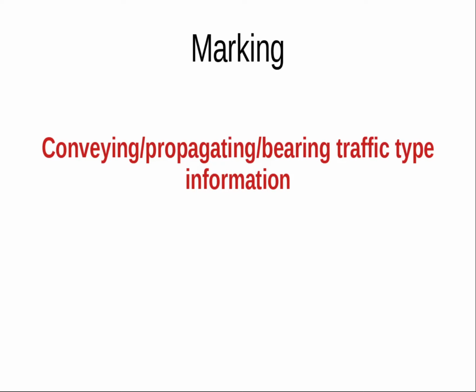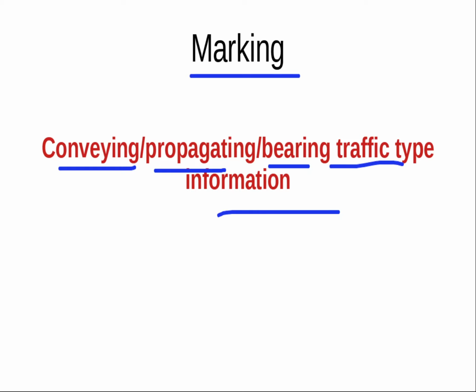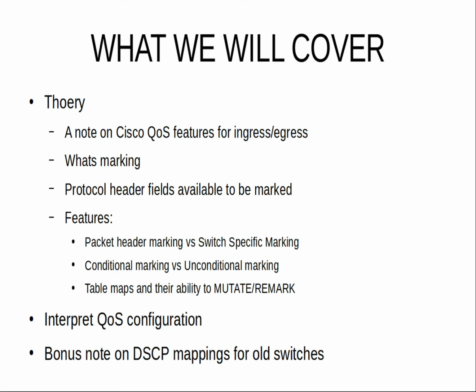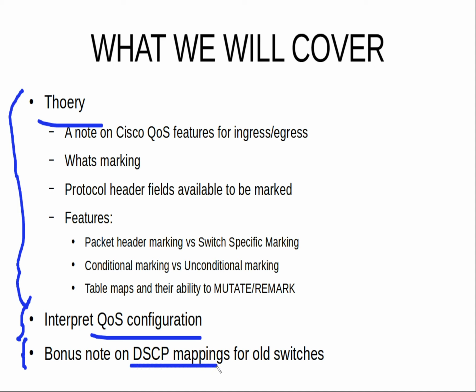Let's talk now about the next quality of service component, which is marking. Marking means conveying, propagating, bearing traffic type information. Now we are going to divide this session in three parts actually: theory, interpreting the quality of service configuration, and a bonus part where we are going to talk about DSCP mappings.